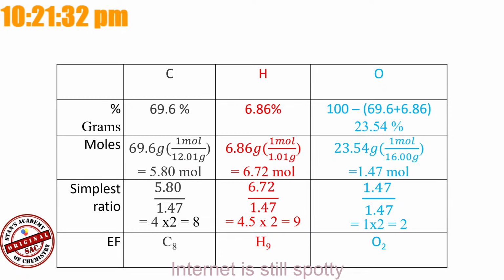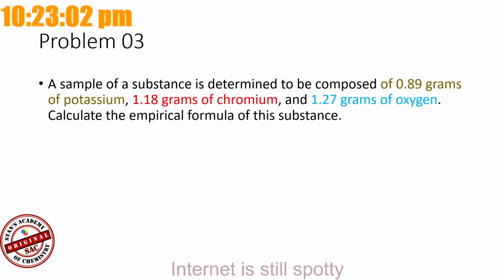Here we have a sample of a substance determined to be composed of 0.89 grams of potassium, 1.18 grams of chromium, and 1.27 grams of oxygen. So we have 3 elements, and the masses of these are 0.89, 1.18, and 1.27.